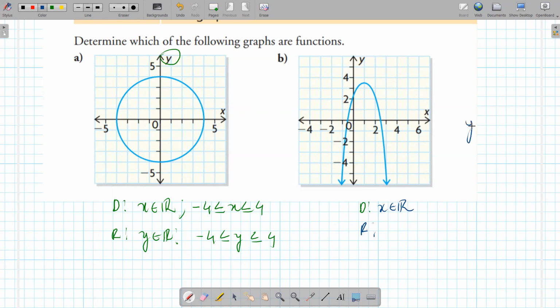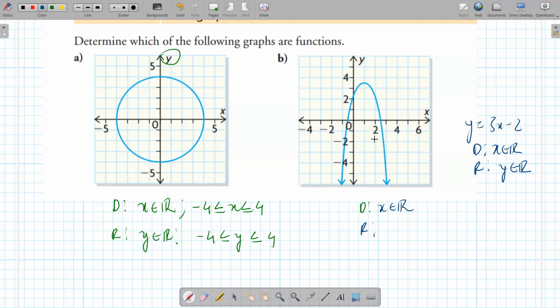Same thing with a linear function, any linear function. For a linear function, it's even easier. There is no restriction on the domain, and there's no restriction on the range either. For mx plus b, anything in that form. For a quadratic, for anything in x squared, for a parabola, the domain is x ∈ R.